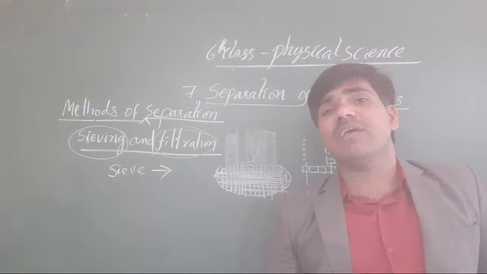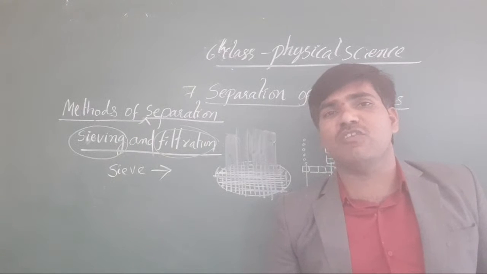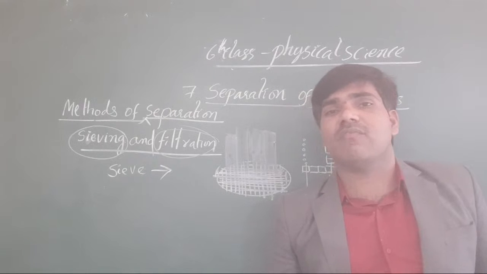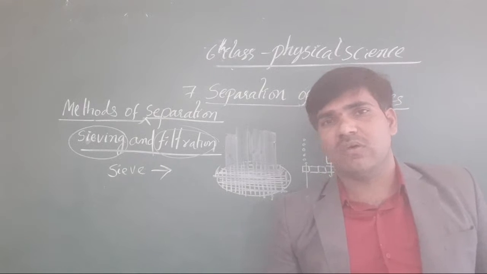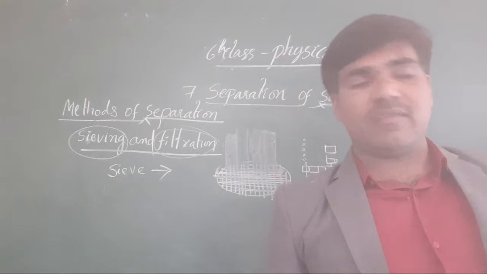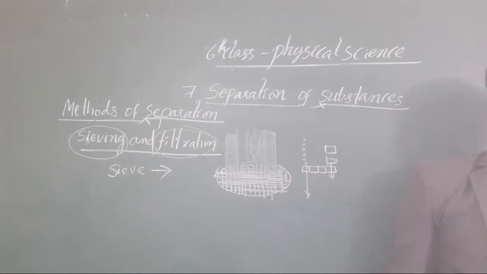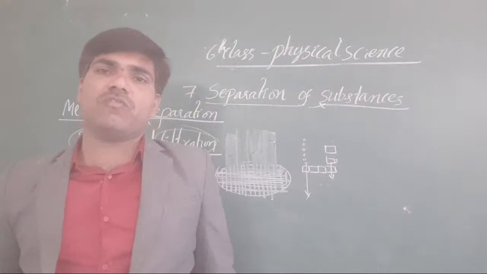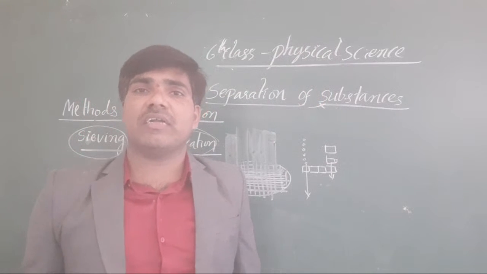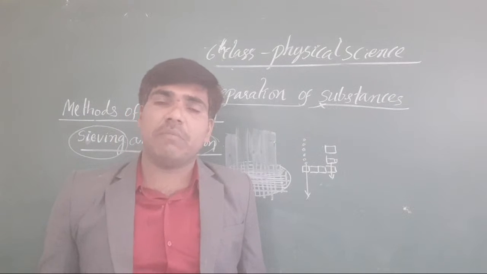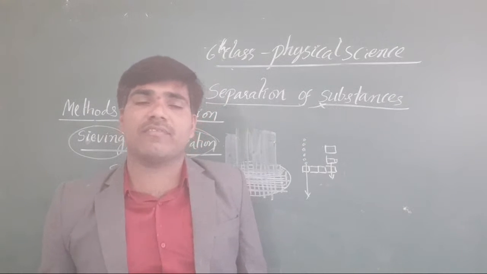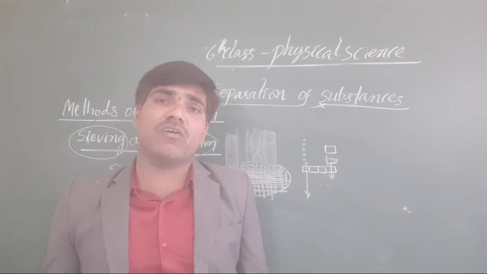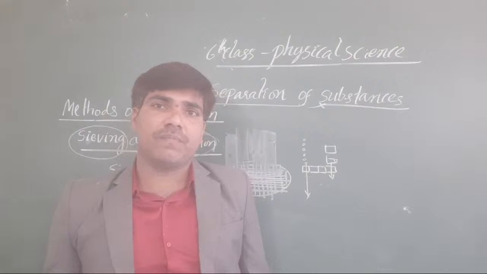Now, sieving and filtration work on which principle? Depending on the size of the particles of the substance. Depending on the size of the particles, we can divide those which are of larger size from those of smaller size, in cases where it is not possible by hand picking also. Got it or not?